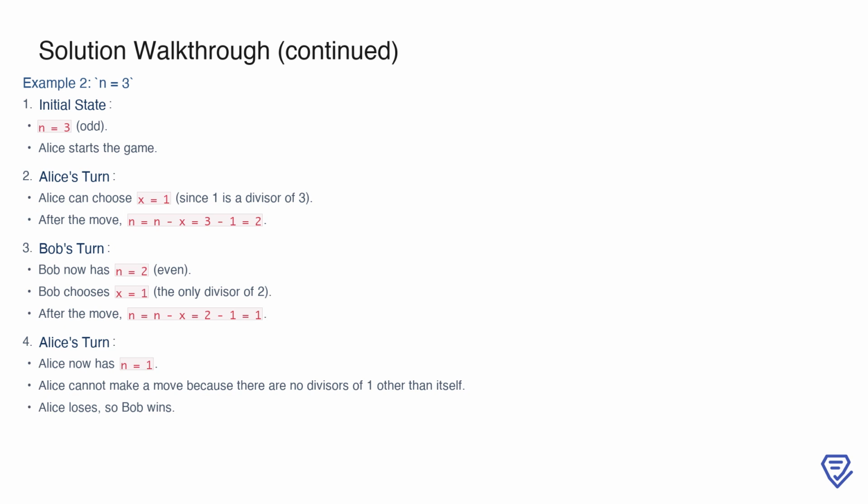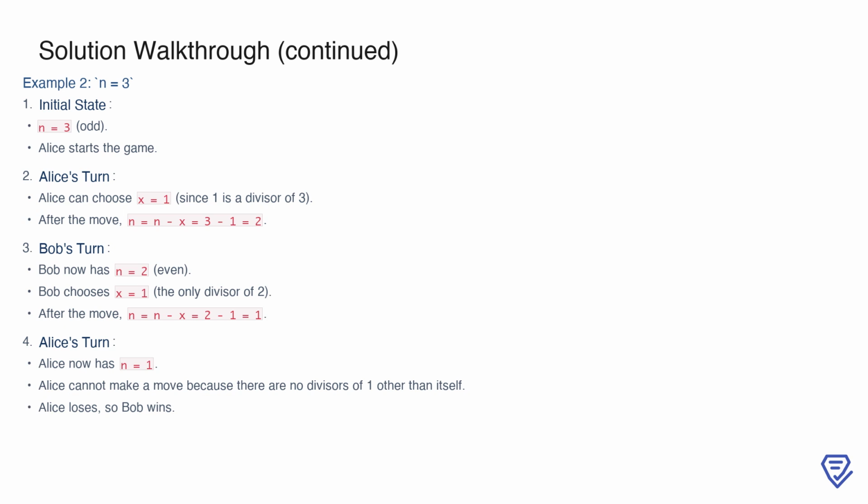On her turn, Alice can only choose x equals 1, as 1 is the only divisor of 3 other than 3 itself. After her move, the value of n becomes 3 - 1 equals 2. Now it's Bob's turn, and he has n equals 2, which is even. Bob can choose x equals 1, reducing n to 2 - 1 equals 1.